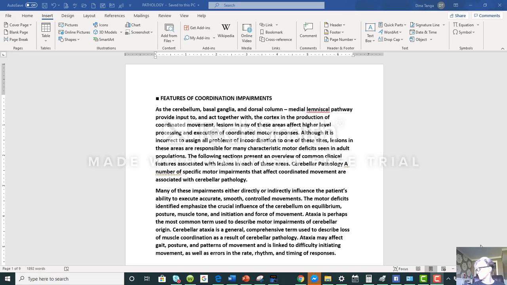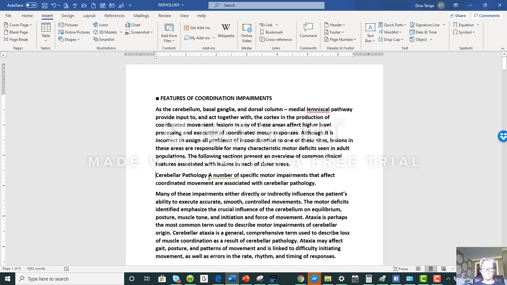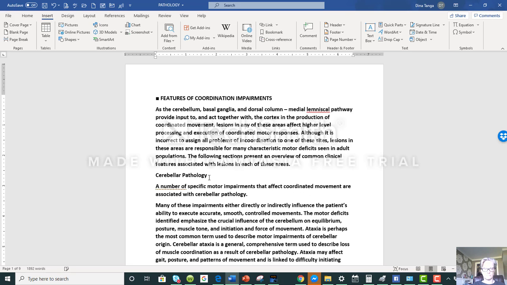Features of coordination impairments. The cerebellum, basal ganglia, and dorsal column, medial lemniscal pathway provide input to, and act together with, the cortex in the production of coordinated movement. Lesions in any of these areas affect higher-level processing and execution of coordinated motor responses.